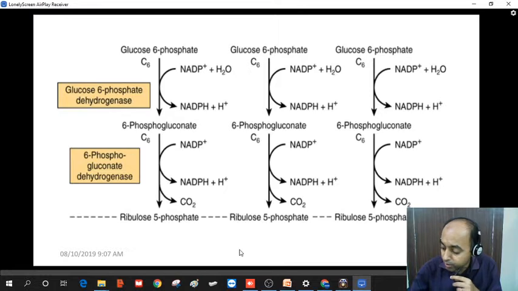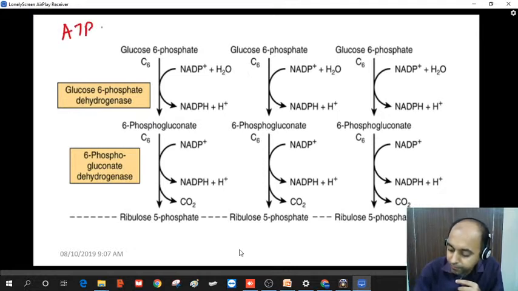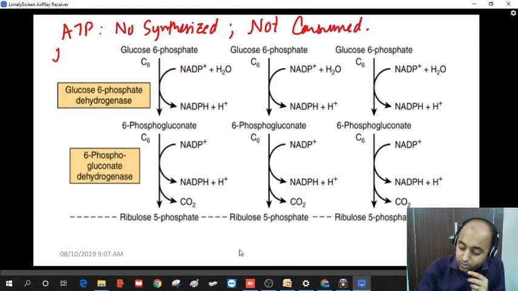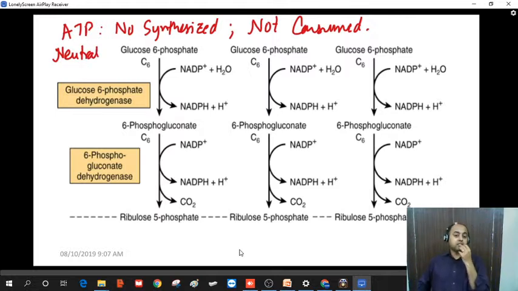One very important point: ATP is not synthesized. In addition, ATP is not consumed. Both hold true. ATP is neither synthesized nor consumed, meaning this process is ATP neutral. Please remember, the process is ATP neutral.